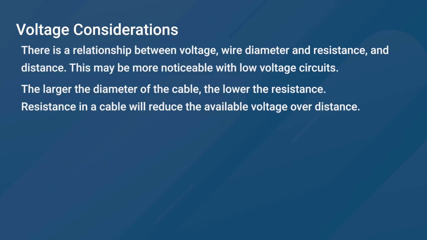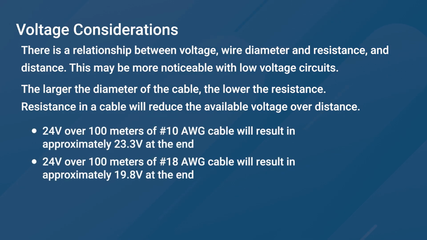Another consideration to be made when using low-voltage power, such as 24 volts DC in a system, is the length and gauge of the cable being used. Although the formulas are fairly complex, they can be simplified into a basic rule of thumb. The larger the diameter of the cable, the further you can send voltages without losing a significant amount. As you can see from our examples, 24 volts traveling 100 meters would benefit by traveling over number 10 gauge cable in order to achieve a useful voltage at the end.